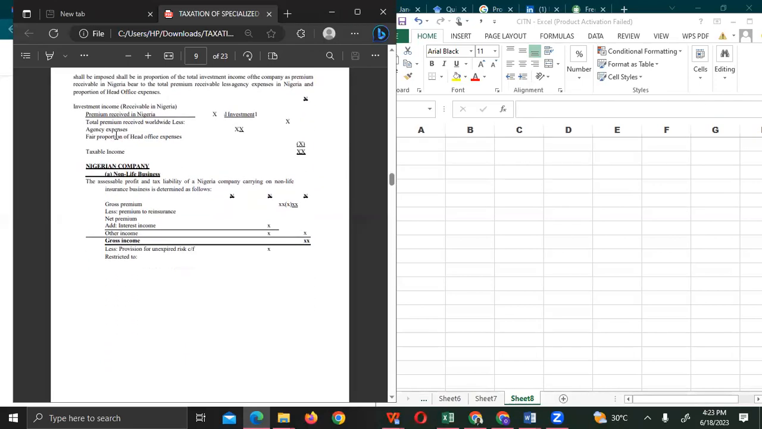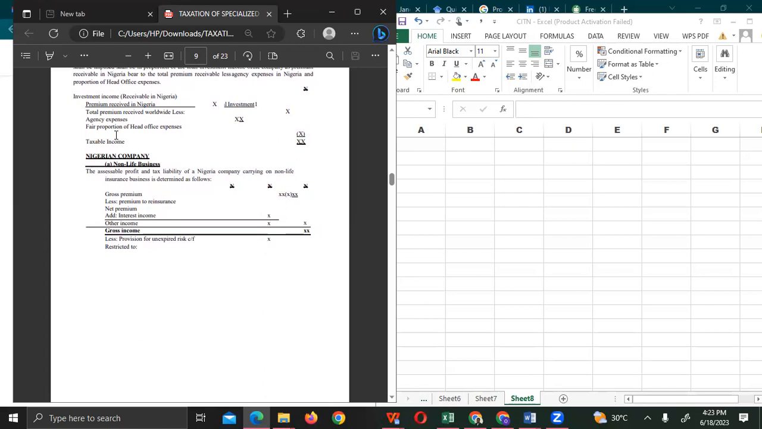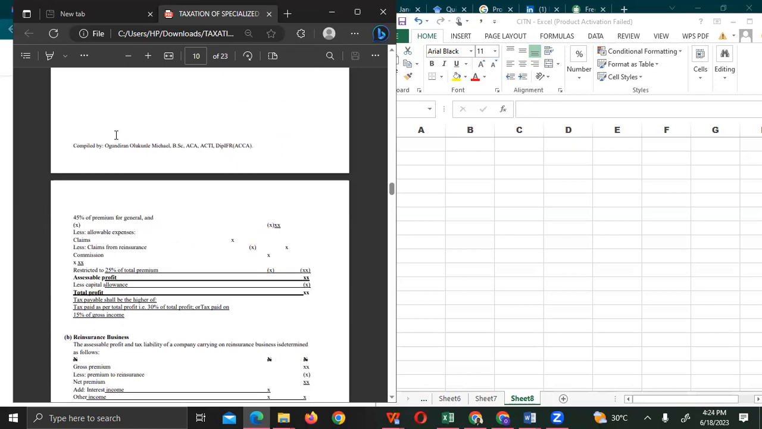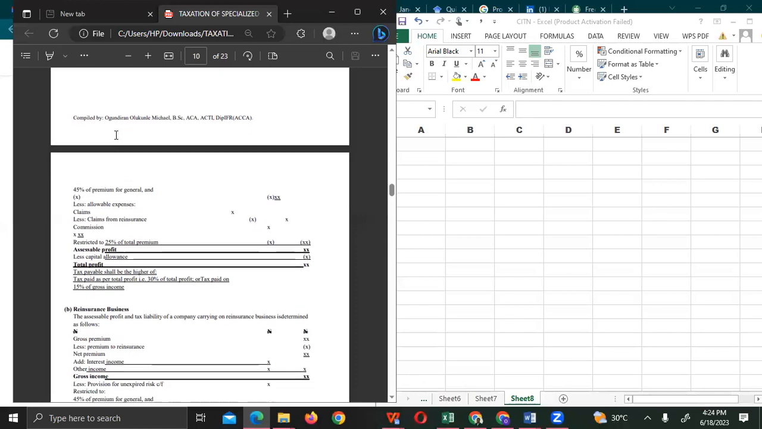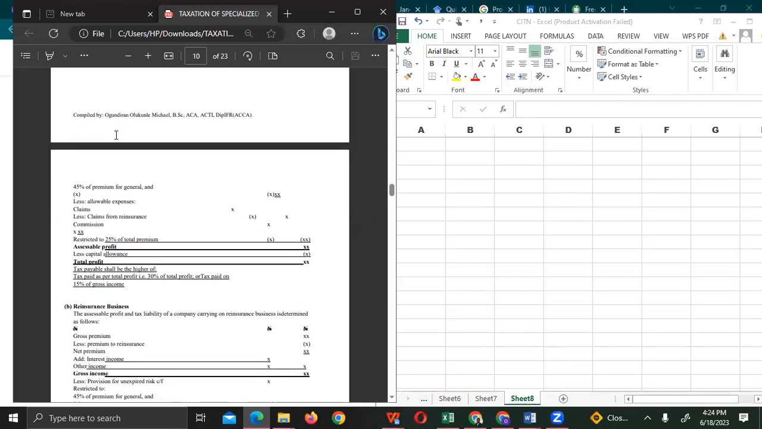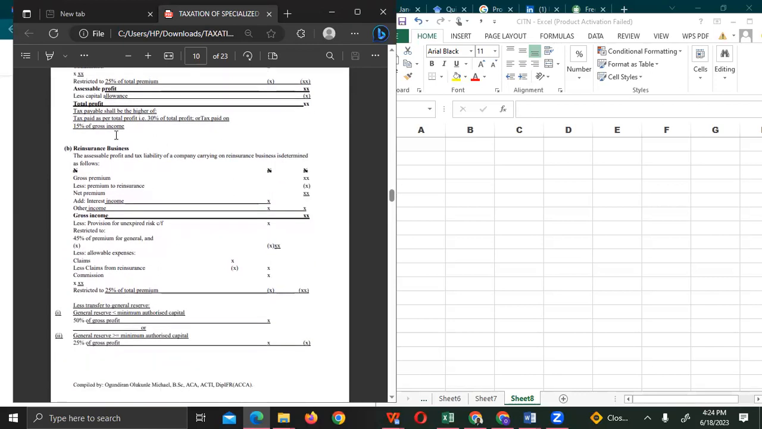Now let's look at the Nigerian company, where the wahala is real. For the Nigerian company, you have the non-life business, and to determine that you have the gross premium less the premium to reinsurance. So you have your net premium there. Then you add other income. Then you less provision for unexpired risk, which is restricted to 45% of premium for general, and less other allowable expenses, less claims from insurance companies, and your claim is restricted to 25% of total premium. Then you less total capital allowance, then you have a taxable profit. So the tax payable will be the higher of 30% of total profit, or tax paid on 15% of gross income. Are you with me, please?